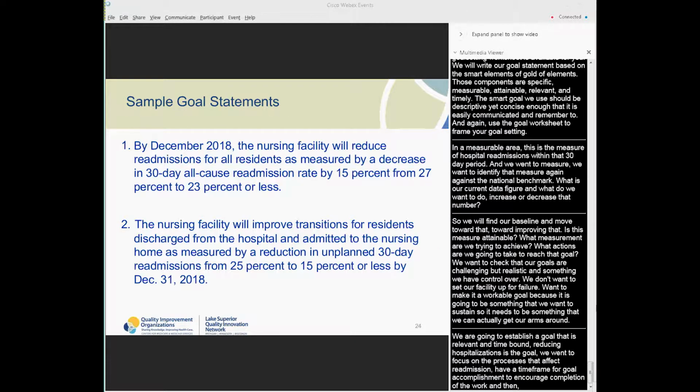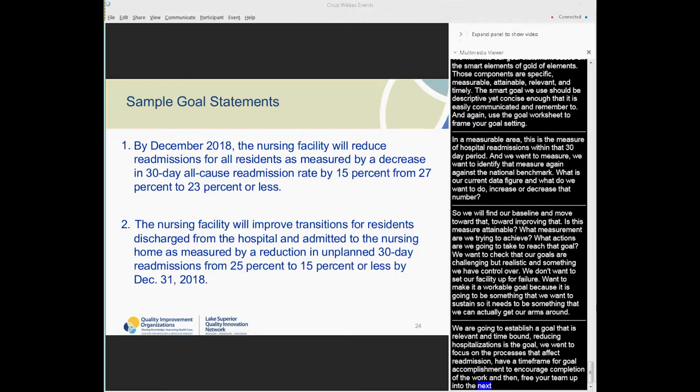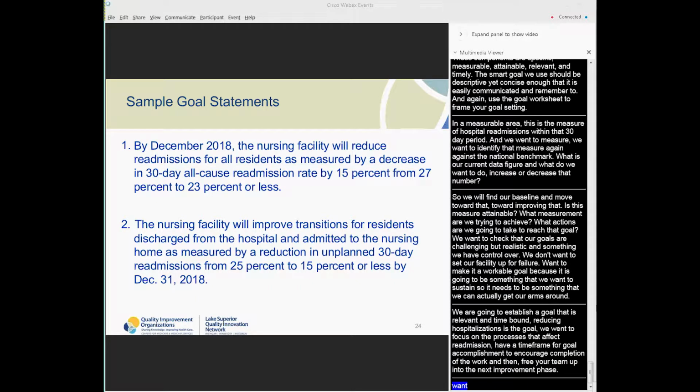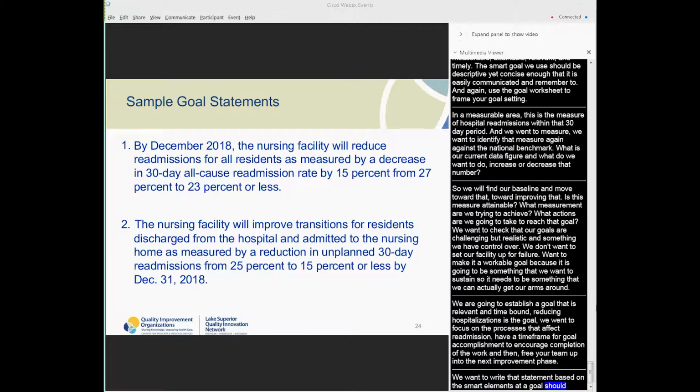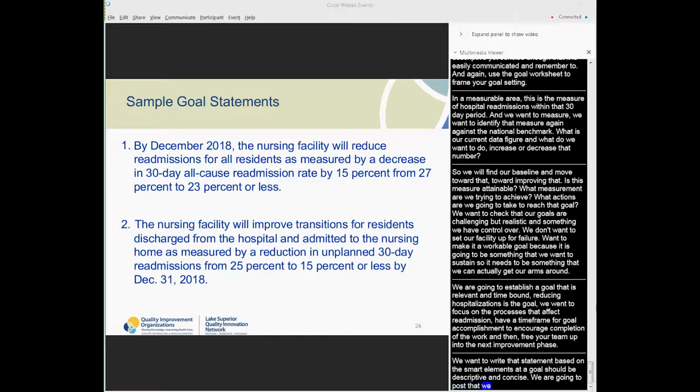Okay. So we want to write that good statement based on the SMART elements, and the goal, again, should be descriptive and concise. We're going to post that written goal where it's visible and discuss the current status, successes, and failures as they come up. Your written goal serves as a reference tool when you're getting together and discussing what is occurring in your facility.